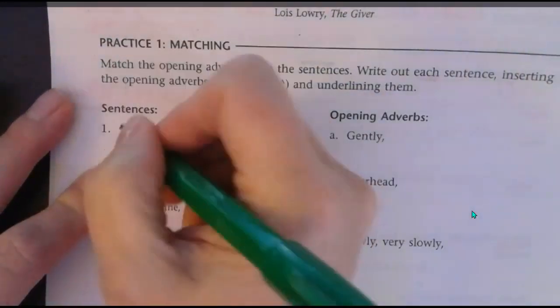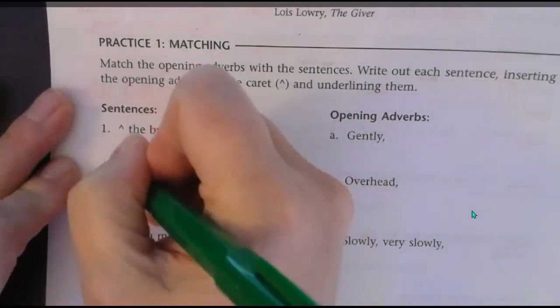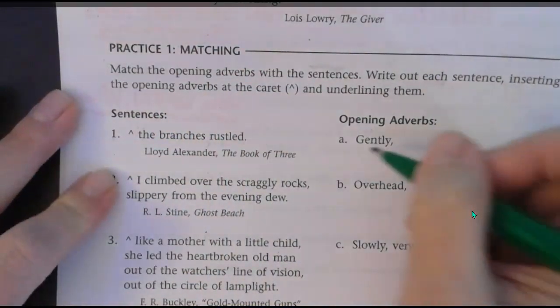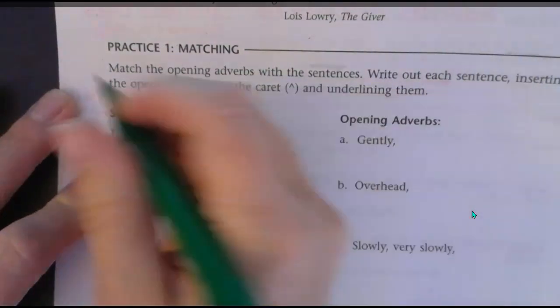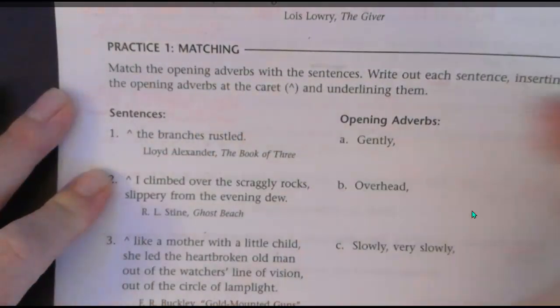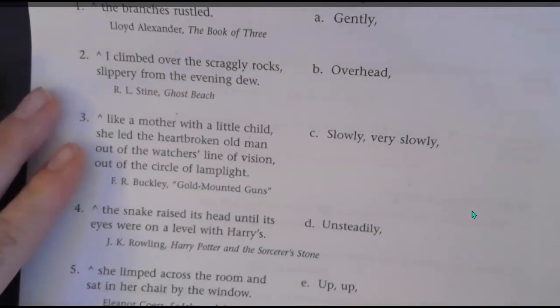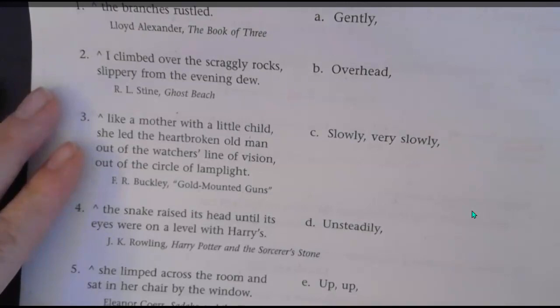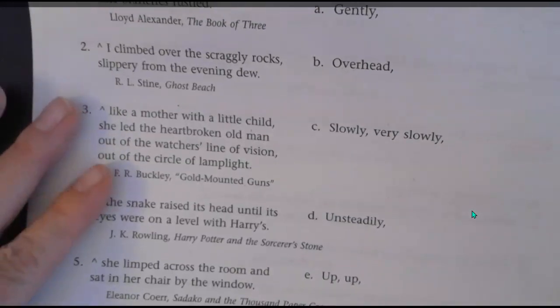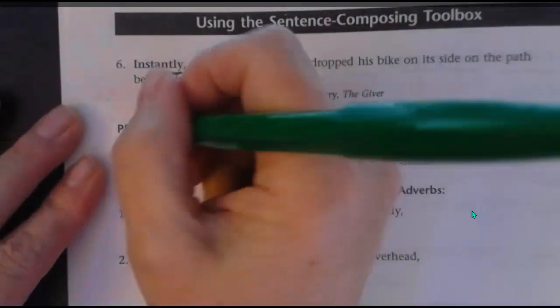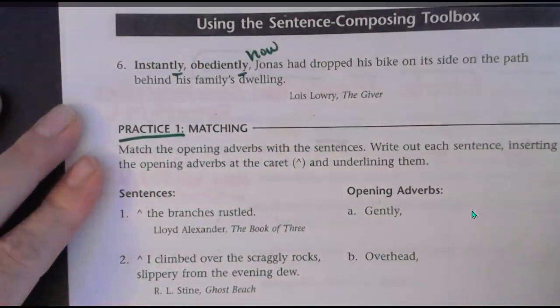Go ahead and write either above or below, right? If you think that A, you're going to write A and then write it in there. And these are all professional examples. So you're going to do 1 through 5. If you don't know what words mean, go ahead and look them up. So that is going to be our first practice, the matching.